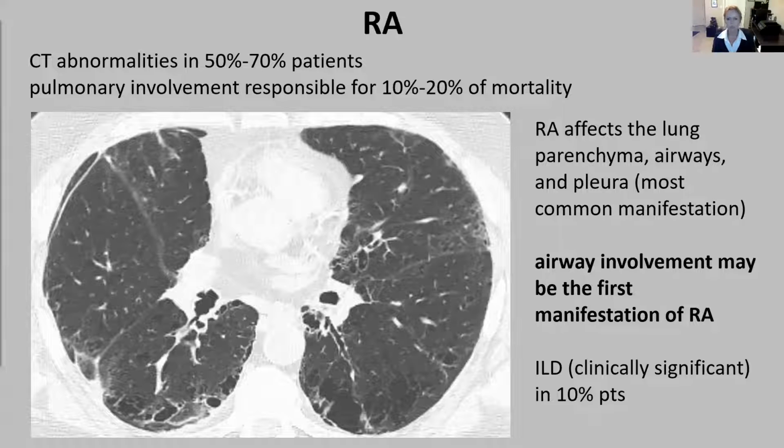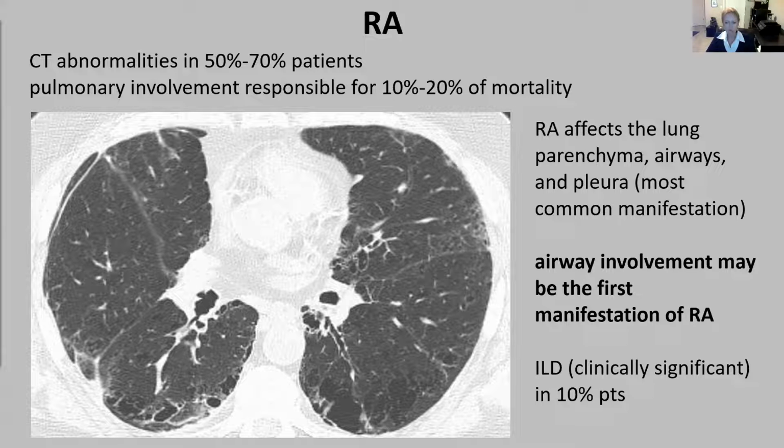Let's talk first about rheumatoid arthritis. This is the most common connective tissue disease, affecting about 1% of the population worldwide. CT abnormalities are seen in 50 to 70% of patients, and pulmonary involvement is responsible for 10 to 20% of mortality. Rheumatoid arthritis can affect the lung parenchyma, airways, and pleura. Airway involvement may be the first manifestation.